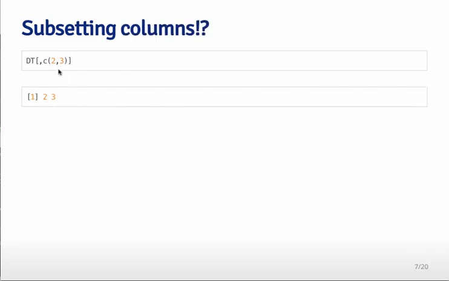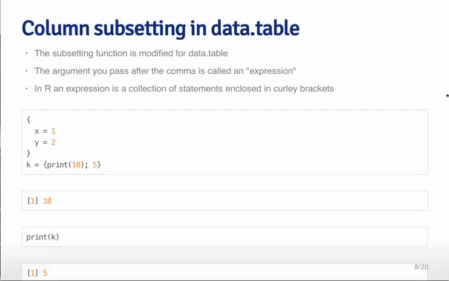What happens when you try to subset columns? If you just try to subset columns the way you're used to in data frames, this is where they really diverge, data table and data frame. It's not actually trying to subset the columns using the same subsetting function that happens with data frame. It does something a little bit different. What it's using is expressions to be able to summarize the data in various different ways.